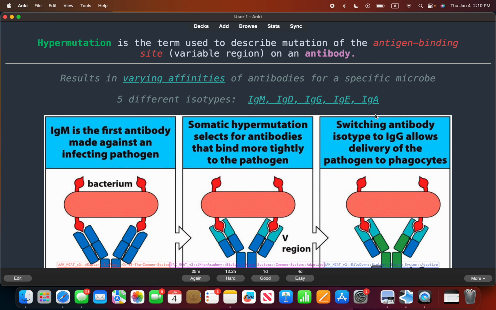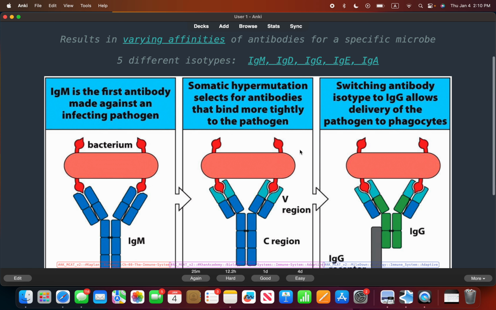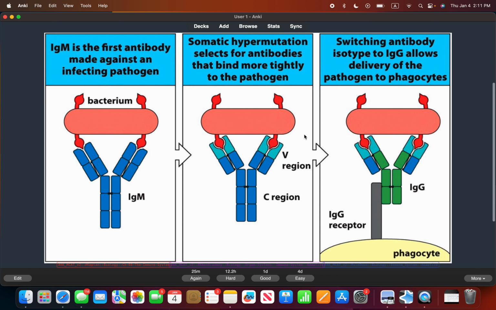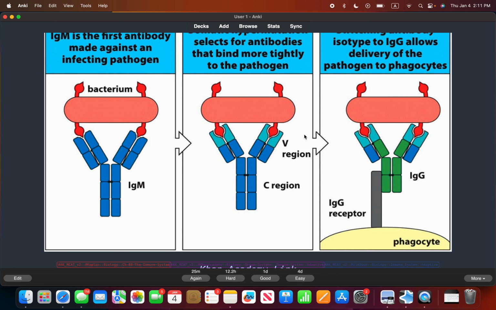Okay, and this results in varying affinities of antibodies for a specific microbe. So IgM is the first antibody made against an infecting pathogen, and somatic hypermutation selects for antibodies that bind more tightly to the pathogen, and switching antibody isotype to IgG allows delivery of the pathogen to phagocytes.